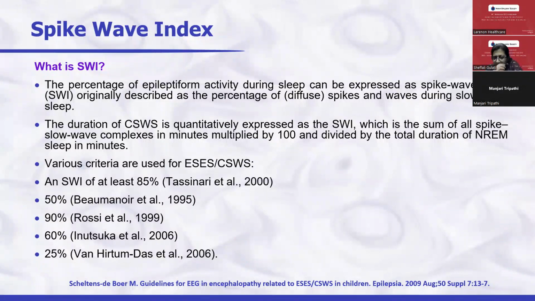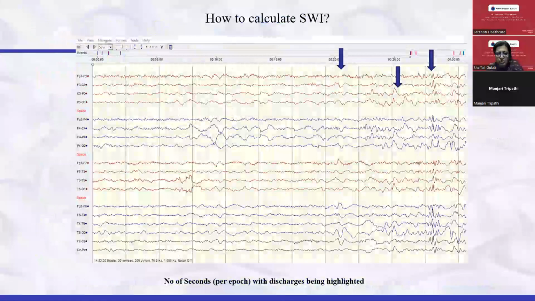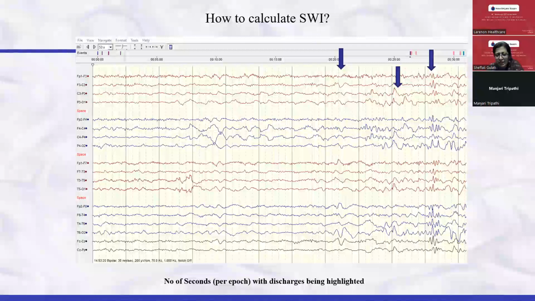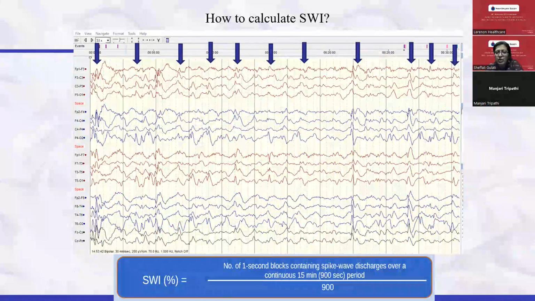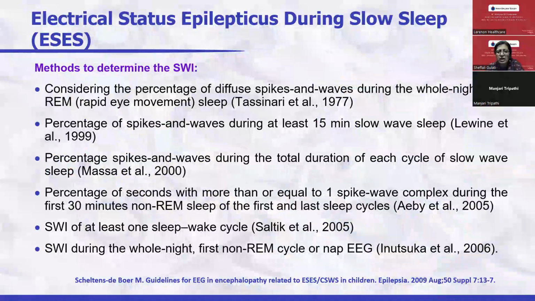Various criteria have been defined, and an SWI of at least 85% has been taken for the diagnosis. So you see the number of seconds per epoch with discharges being highlighted, and again the number of seconds per epoch with discharges being highlighted, right? That was awake, this is sleep. Then you have the number of 1 second blocks containing spike wave discharges over a continuous 15 minute, 90-second period divided by 900. So that is how you calculate your SWI.